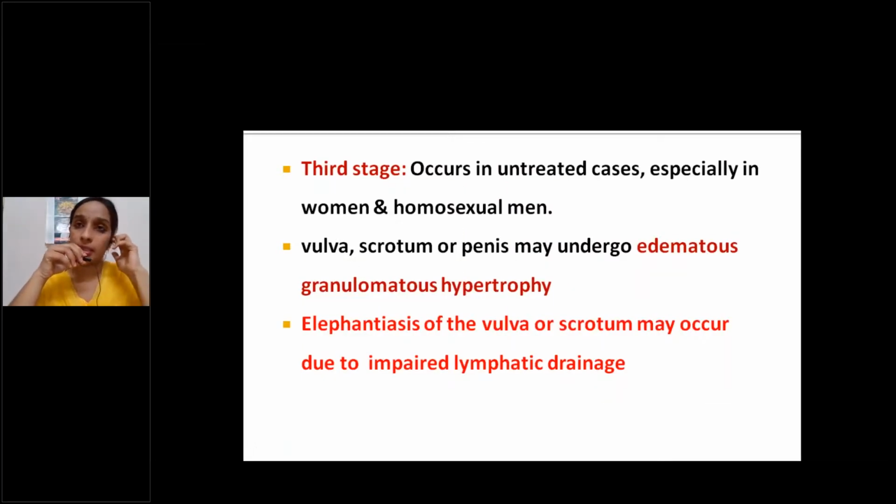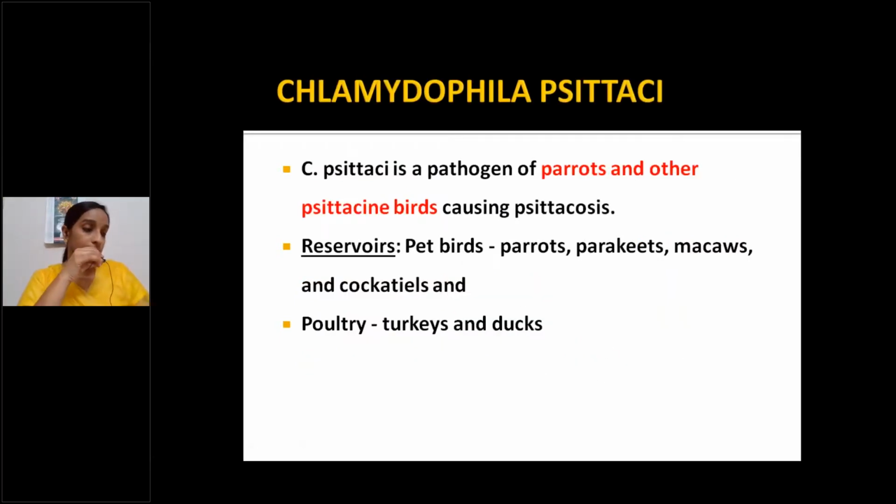Next, the third stage. This stage is very late. If untreated, the second stage leads to the third stage. It occurs in untreated cases, especially in women and homosexual men. The important feature in the third stage is elephantiasis of the vulva or scrotum, which occurs because of impaired lymphatic drainage. So this is about Chlamydia trachomatis.